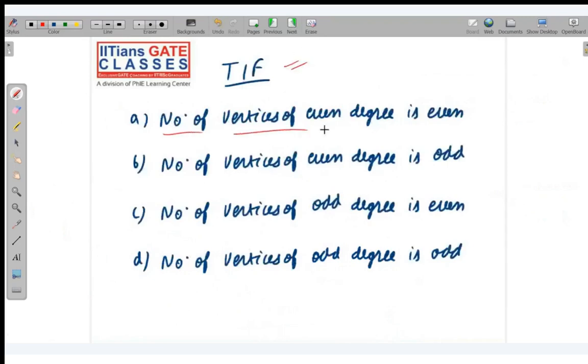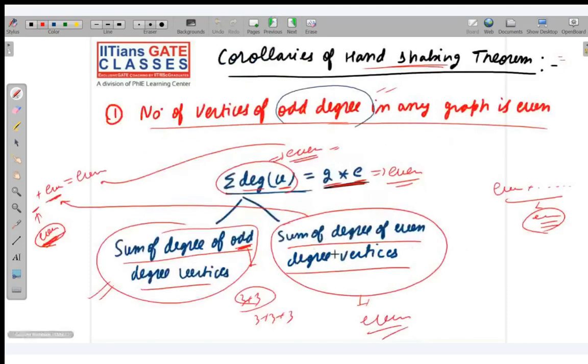Number of vertices of even degree is even. Is this true or false? True, sir. No, it may be even or odd. This is false. Is even means it is always true, that the number of even degree vertices should be even only. They can be odd also, no? Nobody is stopping us. See this, the sum of degrees of even degree vertices is always even. I have told you, you can add an even number of times or an odd number of times, you will always get an even number. Are you getting it?